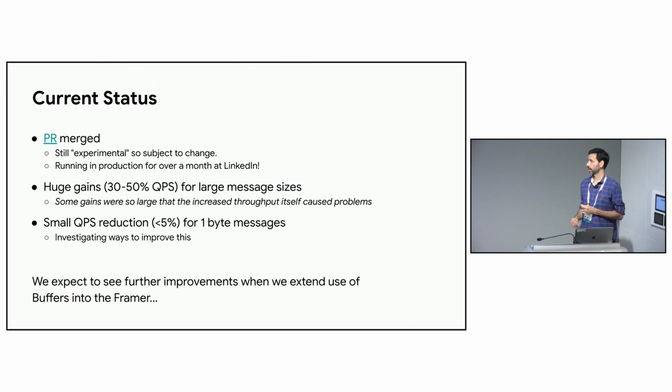So the current status here is that Paul's PR has been merged, and it's been running for a while now in production at LinkedIn, and we are seeing huge gains for large messages. We're also seeing a little bit of reduction for smaller messages. We're still investigating ways to overcome that. And Ricardo has been doing a bunch of work, which once that gets merged, we hope to see even better performance.